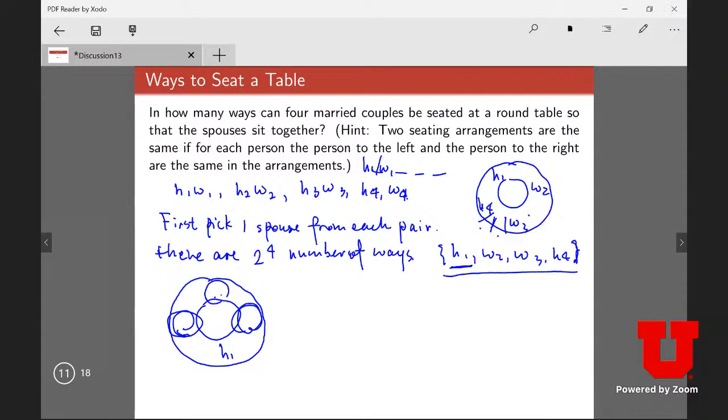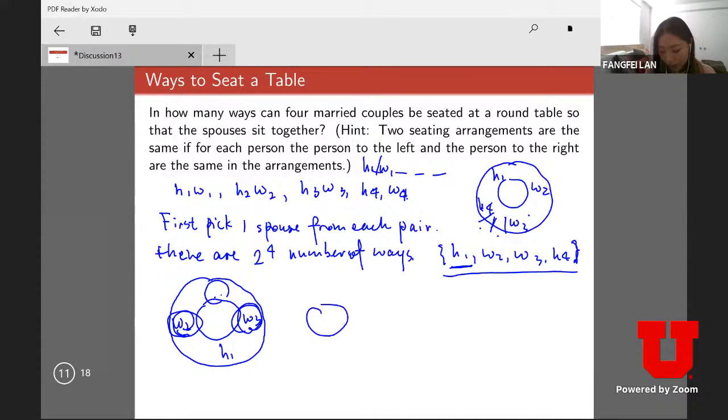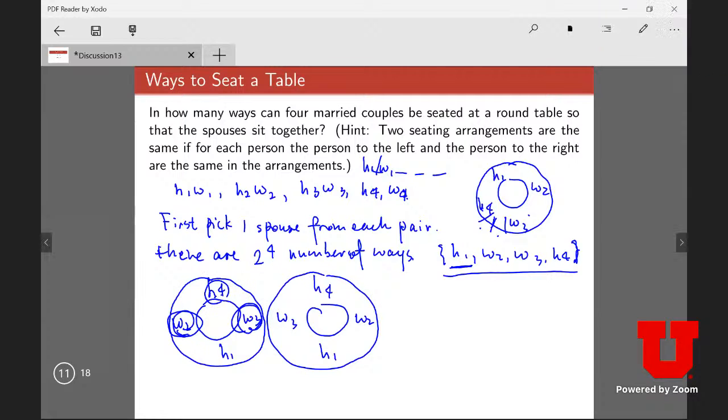Right? Yeah. But then you also have to remember that if you pick W2 here and then W3 here, that's the same thing as flipping them over. So that's the same thing as if we have H1 here and then we have W2 and W3, right? And we have H4 here. That's the same thing as, so these 2 are the same, right? Yeah. So how many different ways can we arrange these 4 people?